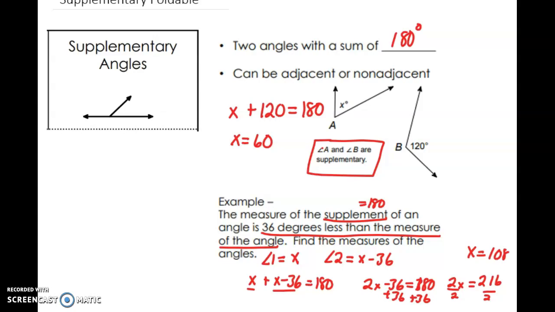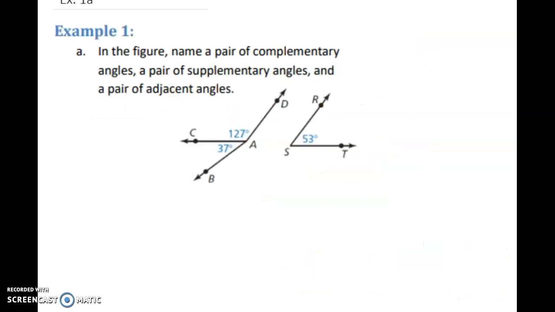It's just to remember, complementary is 90 degrees. Supplementary is they add up to equal 180. All right, let's try some examples. So we're looking at our 1.6 1a example.